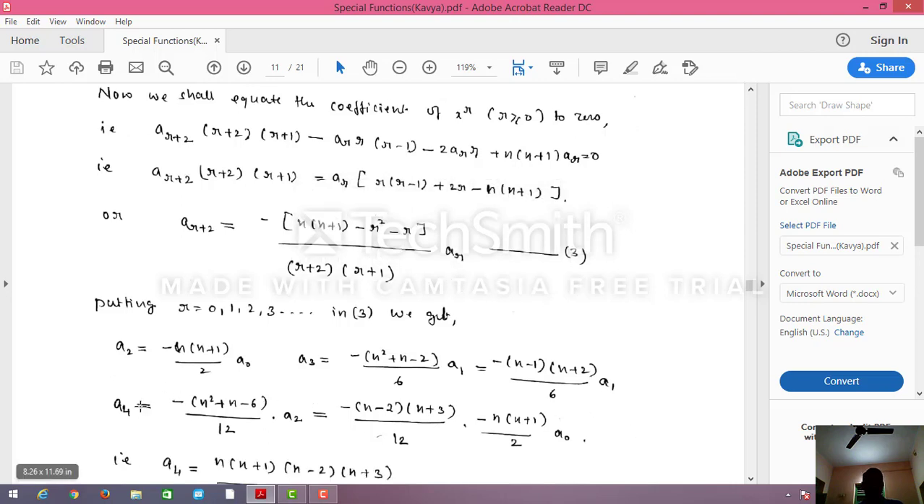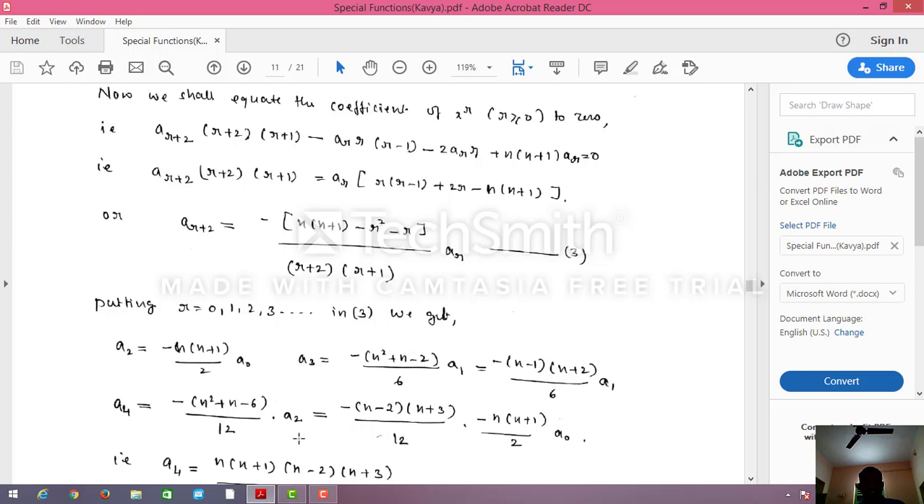Next, you will give r equal to 2. If you give r equal to 2, you will get 2 plus 2, which is 4. That is nothing but a4. R equal to 2 means, just multiplying this, n into n is n square plus n into 1 is n. R equal to 2 means minus 2 square minus 2, that is minus 6, divided by 12. Now, if you factorize n square plus n minus 6, we will get minus of n minus 2 into n plus 3 divided by 12.